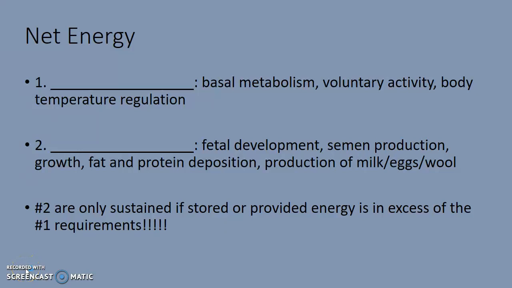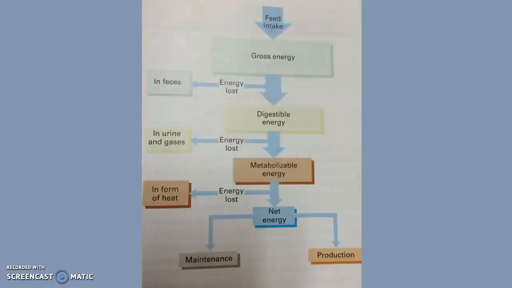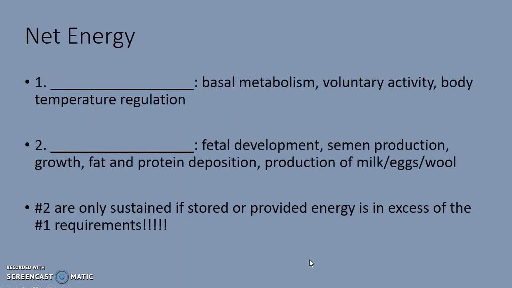Okay, so if we pick up where we left off, the net energy system, remember that this is for maintenance and this is for production. If you look back at this chart, we're down here at the bottom. So you already fed your animal. There was energy lost in feces, urine, and gases in the form of body heat. So we're down to net energy for maintenance and then production.